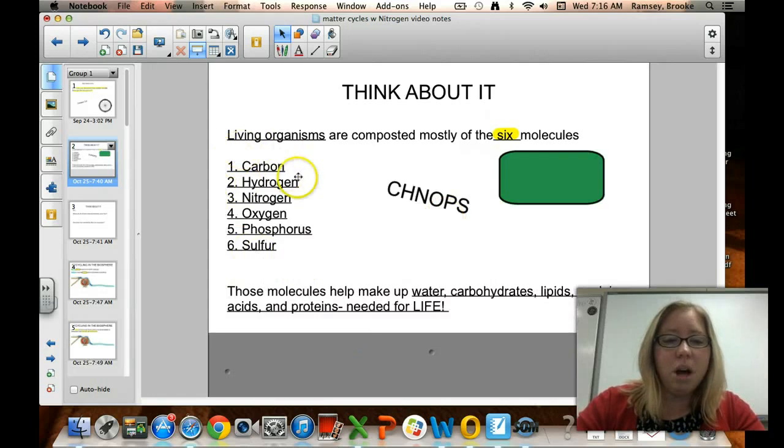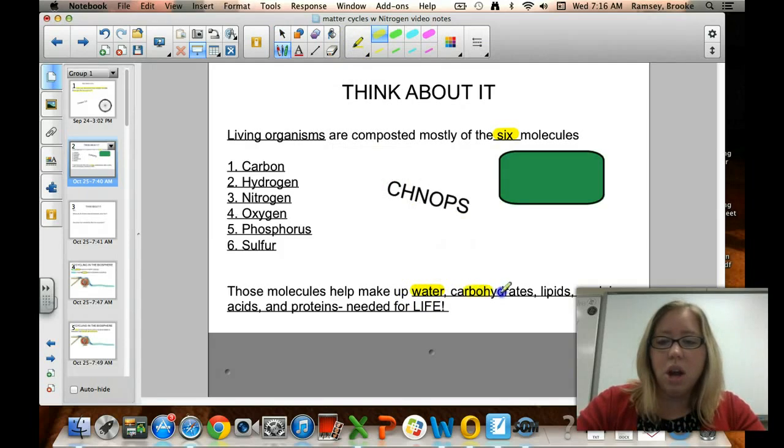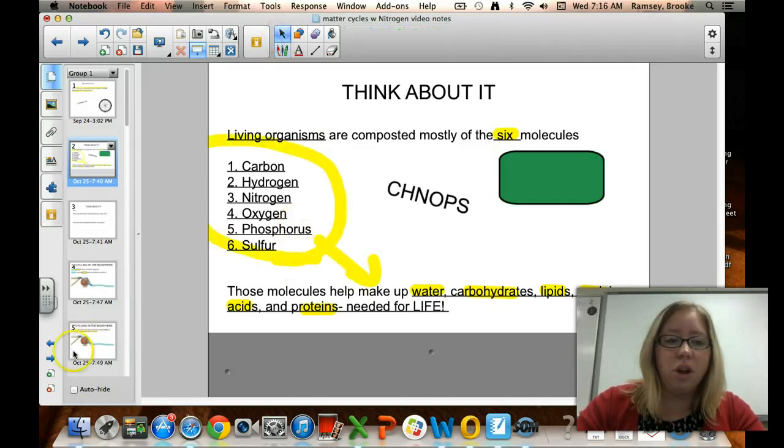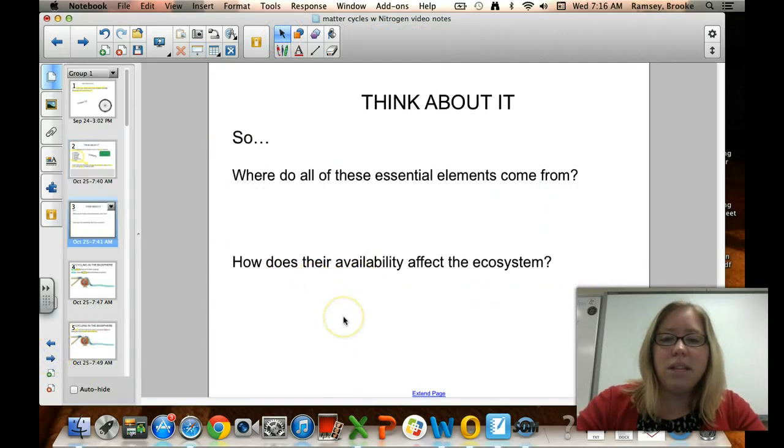And now these molecules help build other molecules that we need. So like water, carbohydrates, fats, nucleic acids, and proteins are all molecules that these help form. And so those are really essential for all life. And so how do these essential elements, these carbons, these nitrogens, where do they come from, and how often are they available in our ecosystem?